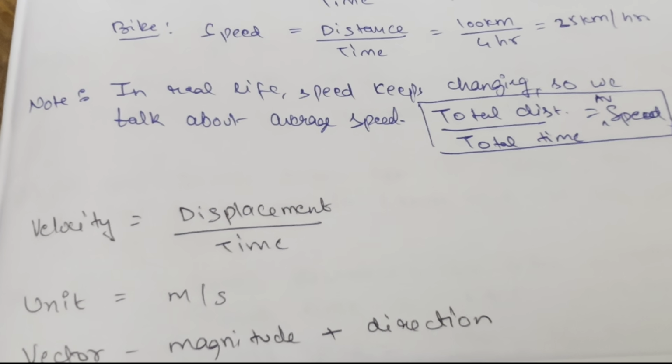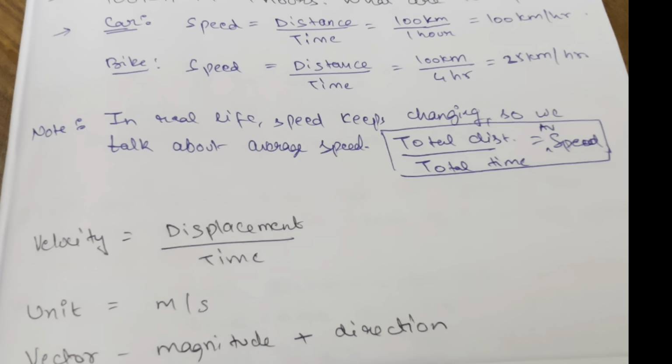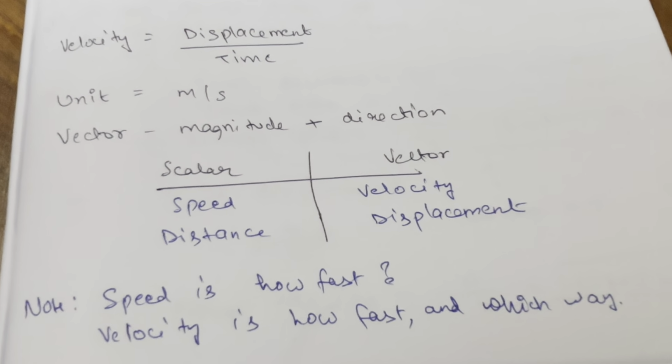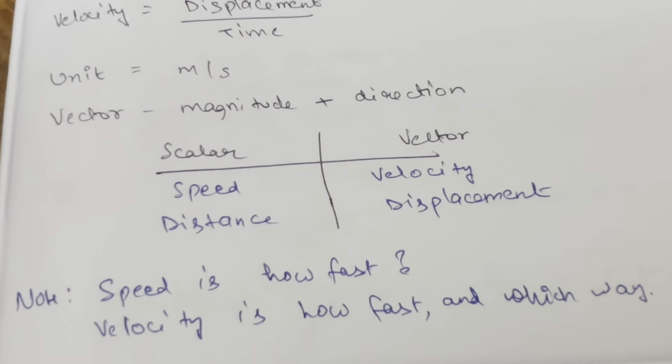So as you can see, speed is using distance and velocity is using displacement. Speed is also a scalar quantity like distance. Velocity is also a vector quantity like displacement. They come in matching pairs. So note this: speed is asking how fast, velocity is asking how fast and which way.